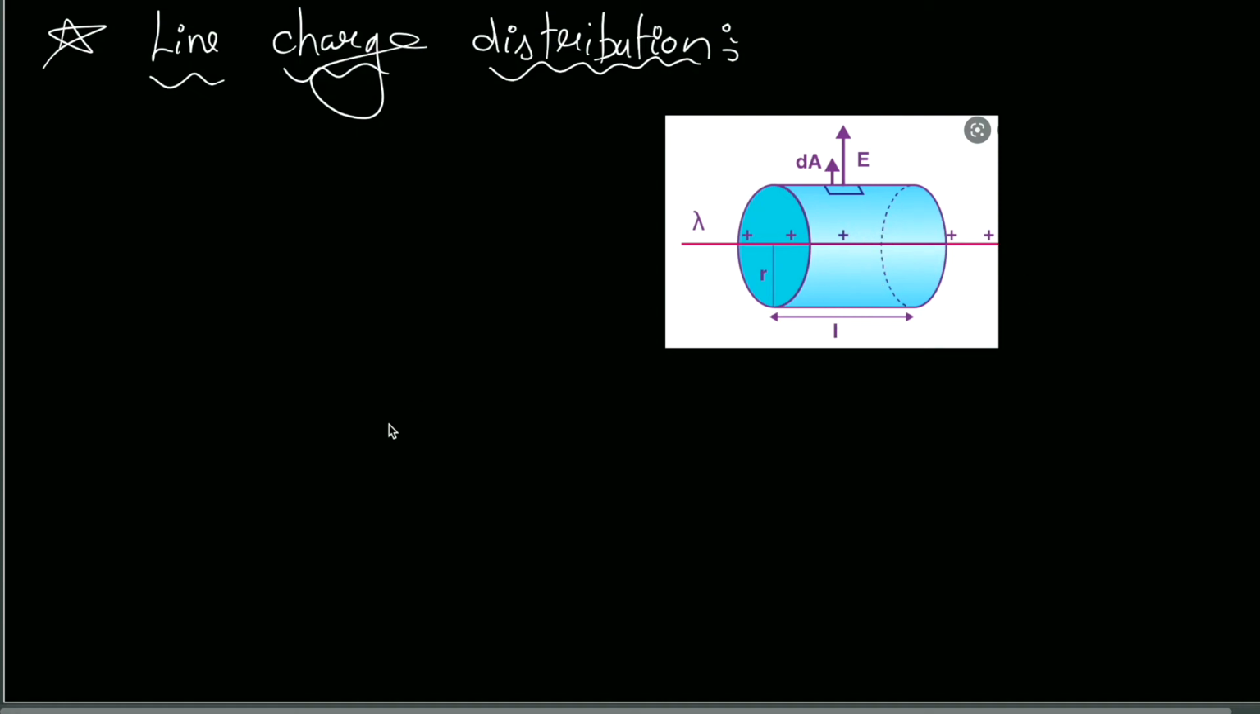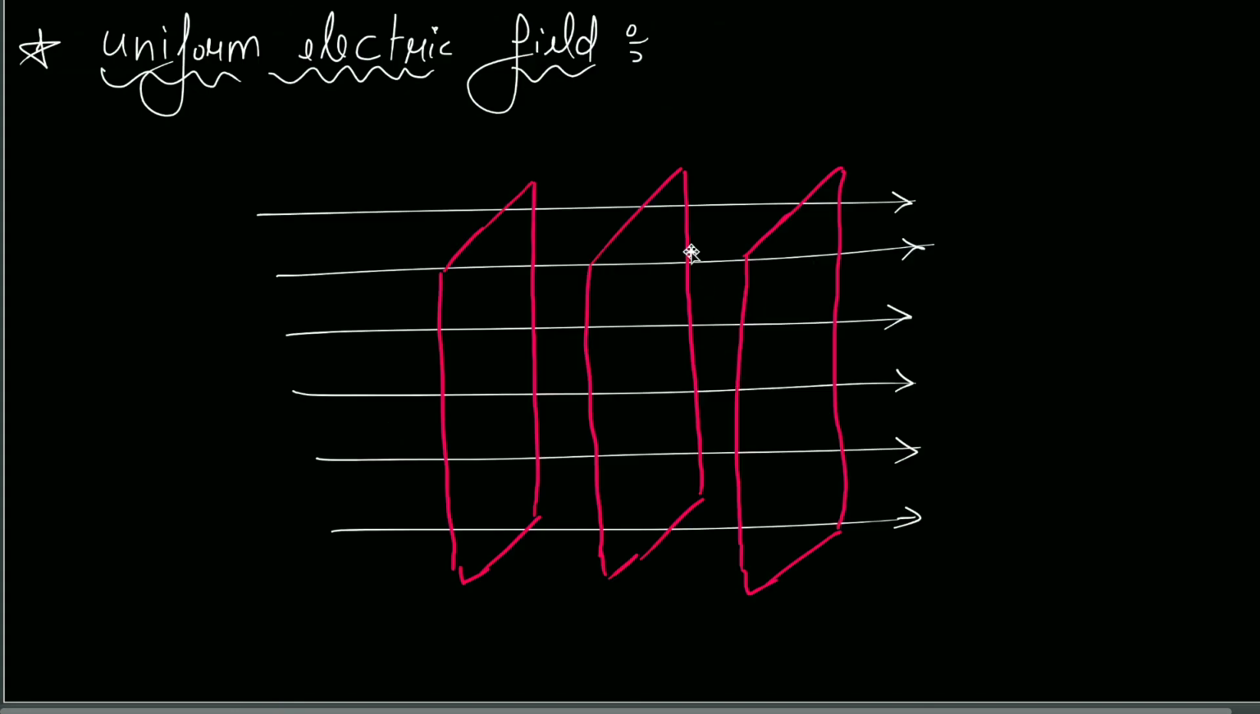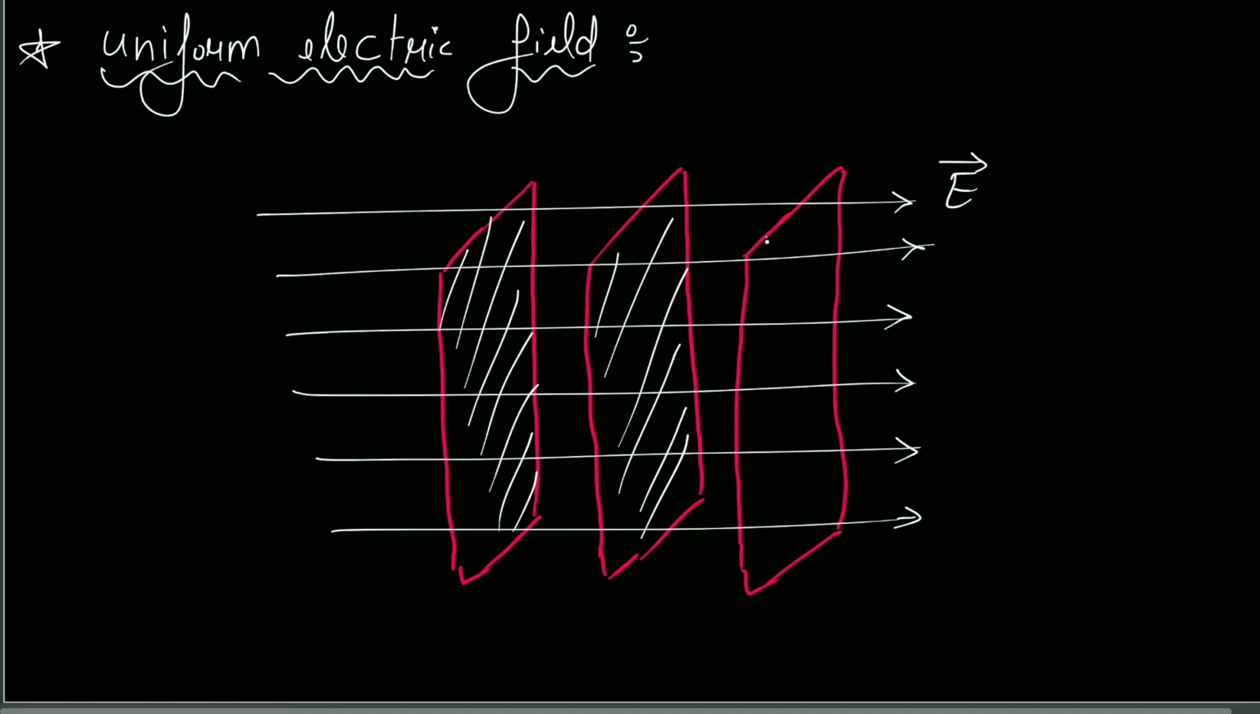And then if you have a uniform electric field, this is the uniform electric field direction. Then the Gaussian surface is this plane, in the red color. This plane represents the Gaussian surface area in the uniform electric field.